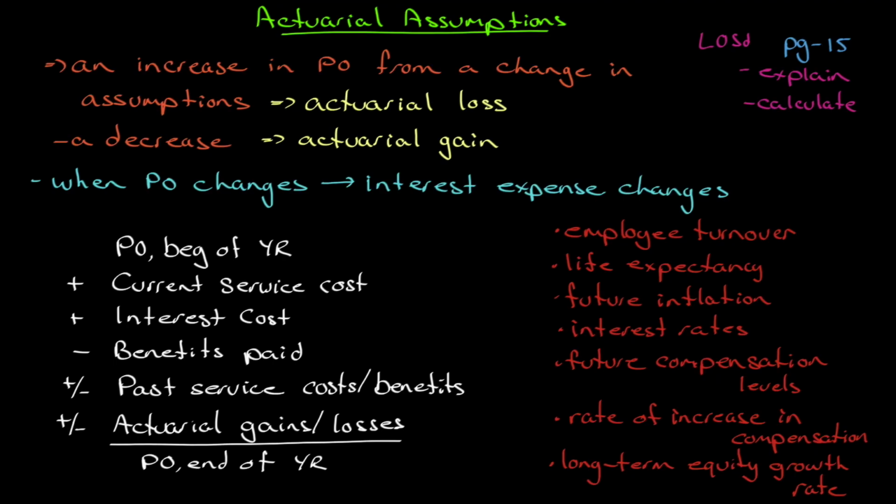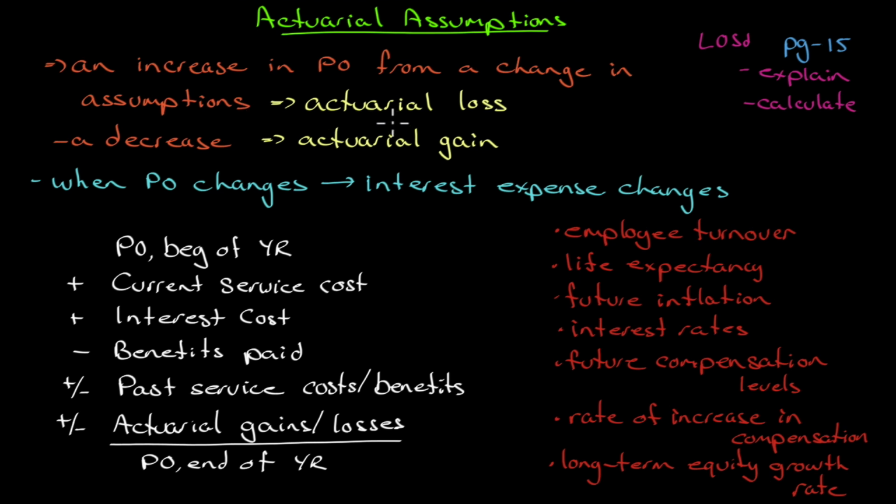So now we're going to look at these actuarial assumptions in a little bit more detail and look at the effect that it has on the pension obligation. It has a direct effect, and it has an indirect effect: if we change an actuarial assumption, we do actually change one of the components of the pension cost per year. So an increase in our pension obligation can result from a change in assumptions. We would call that an actuarial loss.